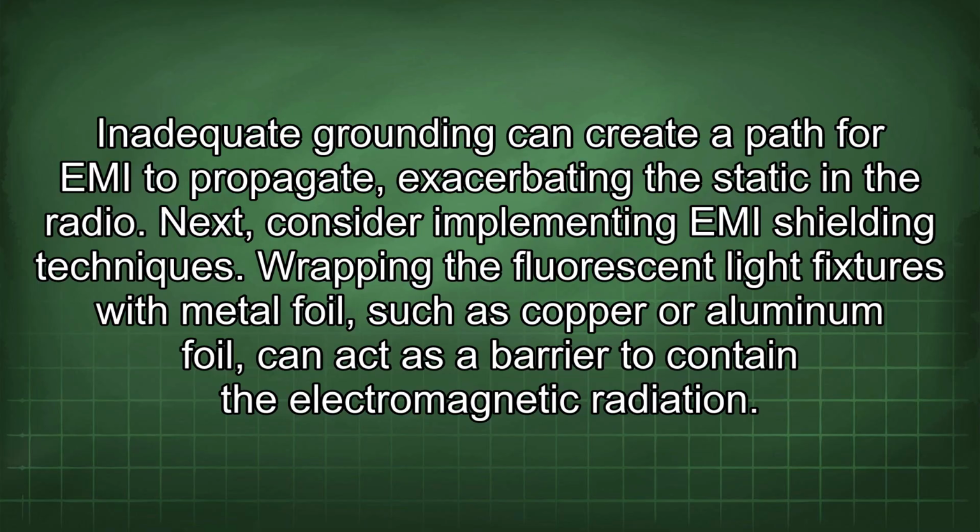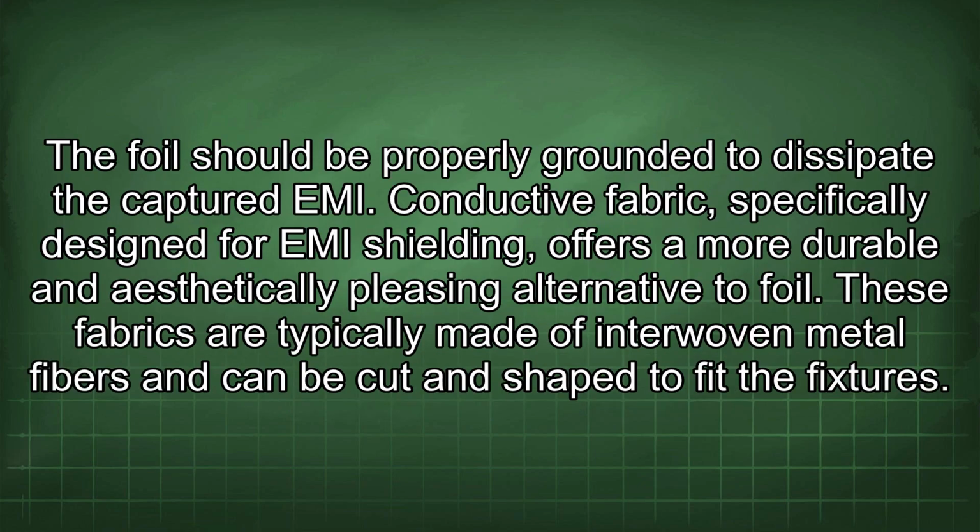Next, consider implementing EMI shielding techniques. Wrapping the fluorescent light fixtures with metal foil, such as copper or aluminum foil, can act as a barrier to contain the electromagnetic radiation. The foil should be properly grounded to dissipate the captured EMI. Conductive fabric, specifically designed for EMI shielding, offers a more durable and aesthetically pleasing alternative to foil. These fabrics are typically made of interwoven metal fibers and can be cut and shaped to fit the fixtures.